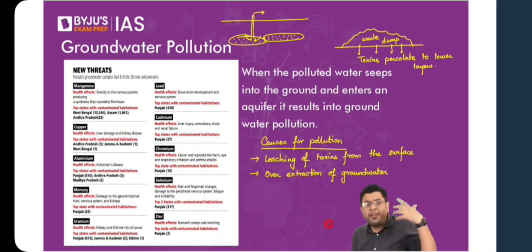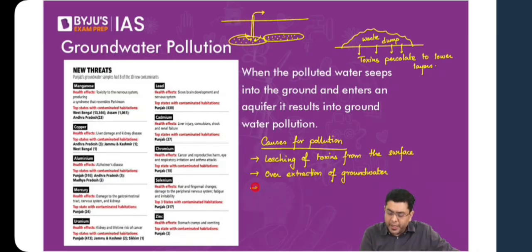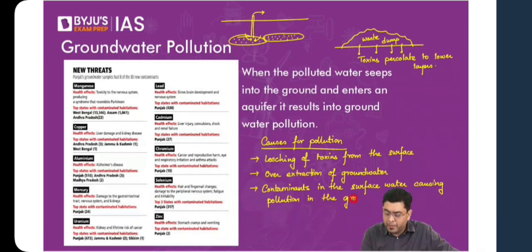Then in many of the areas, it is the surface water of the river which channelizes some amount of that portion to get perforated into the underground region, especially in the river valleys and the river plains. So there you have contaminants present in the surface water, which find their way into the underground region as well. So contaminants in the surface water causing pollution in the groundwater.